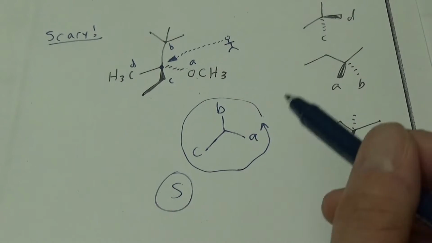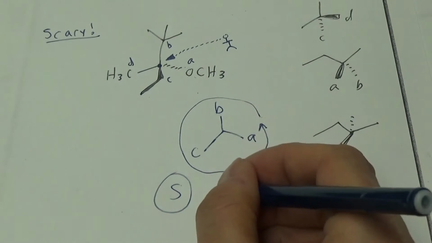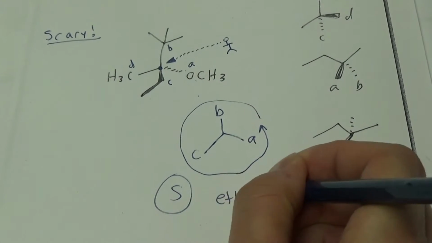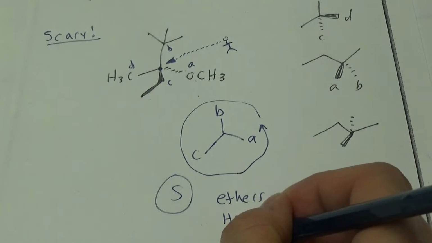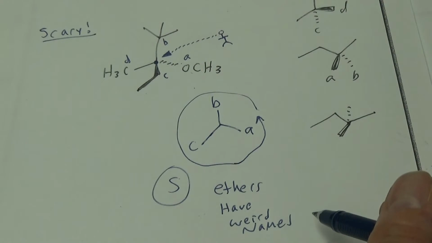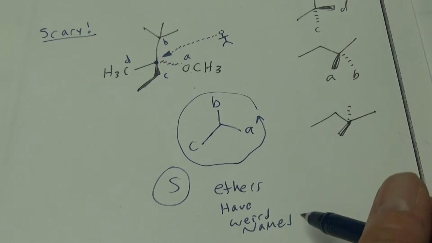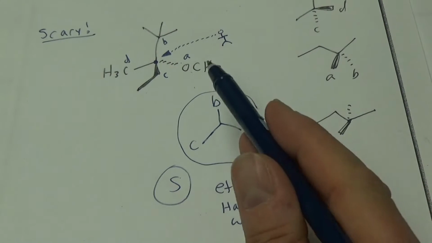But the name of this is actually very complicated, and we're not going to do it, because this is an ether. Ethers have weird names. We will learn about ether naming later when we do the ether chapter. That's actually a few chapters away for us. But for now, we can't really name it, but we can assign R and S to it, okay?